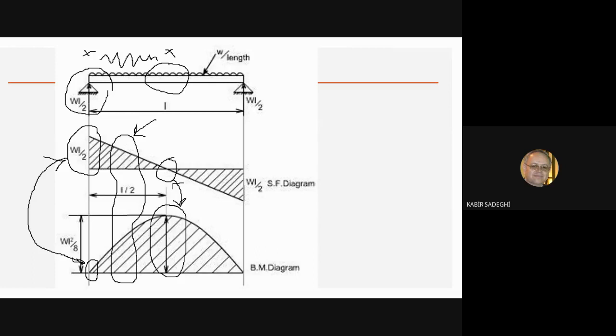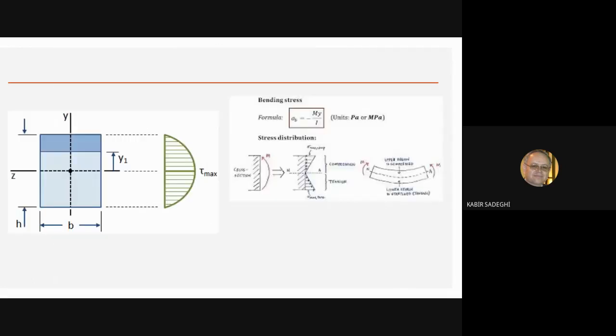Now let's see the location of shear at a section. You remember that if you have a section of a rectangular beam, the shear diagram is a parabolic diagram, where the maximum shear is at the middle, tau max or V max. And at the top and bottom it is zero.